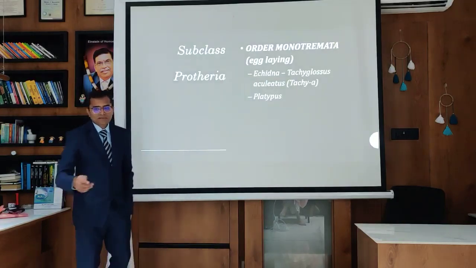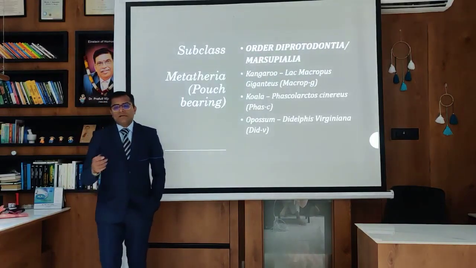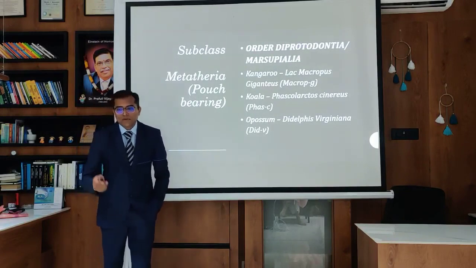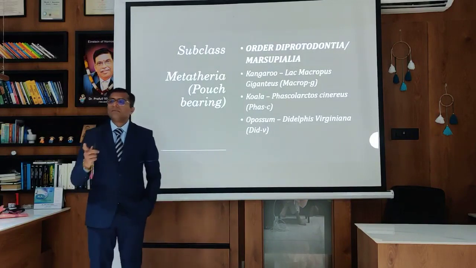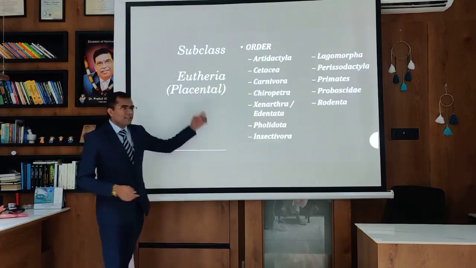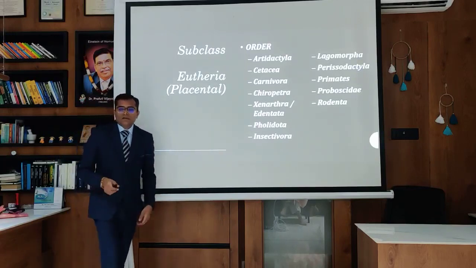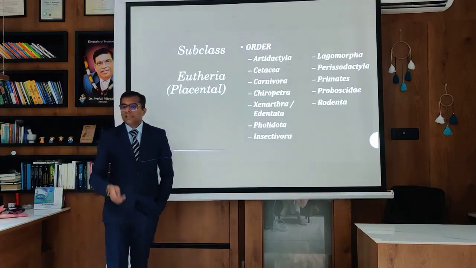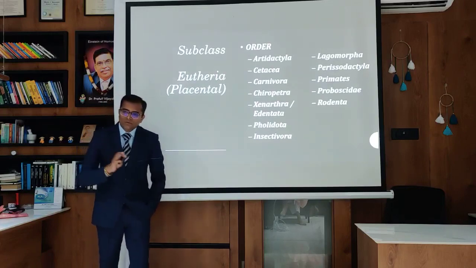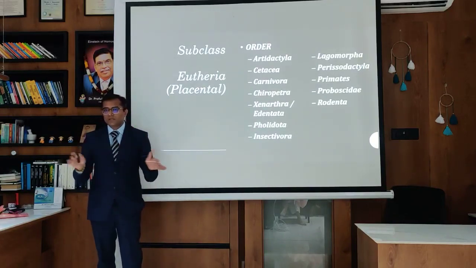We have a subclass Prototheria, the names you do not need to remember. It is the egg laying mammals. Marsupials are the pouch bearing, in which we have kangaroo, koala and opossums. Macropus is one of the remedies from kangaroo, not available in India, I don't think so. I had written certain lac remedy names which are abundantly available in our areas. Then subclass Eutheria, the placentals, and there are different orders: Artiodactyla, Cetacea, Carnivora. No need to remember these names, because this is not going to help you in any practice, but you have to understand just the basic aspect of these things.